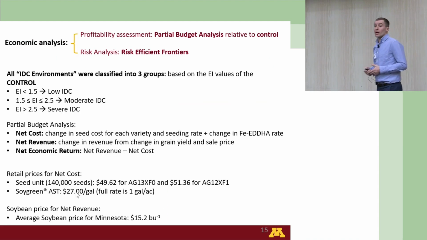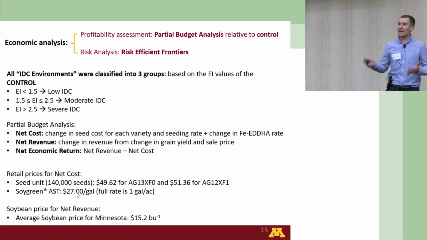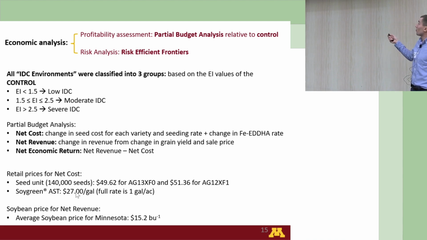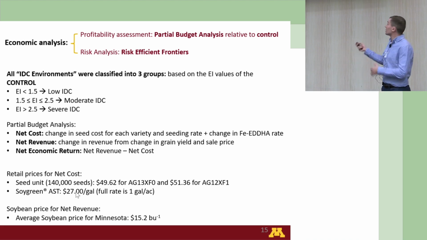In terms of economic analysis, we used a partial budget analysis to evaluate the net economic returns of each of the treatment combinations relative to the control treatment. And this was done separately within each of these 20 IDC environments. For the purpose of profitability assessment and the risk analysis, which I'll talk about in more detail later, all these 20 IDC environments were classified into 3 groups based on the environmental index values calculated for the control treatment.